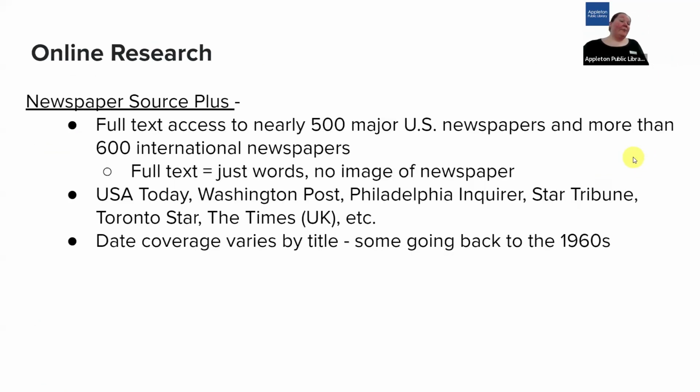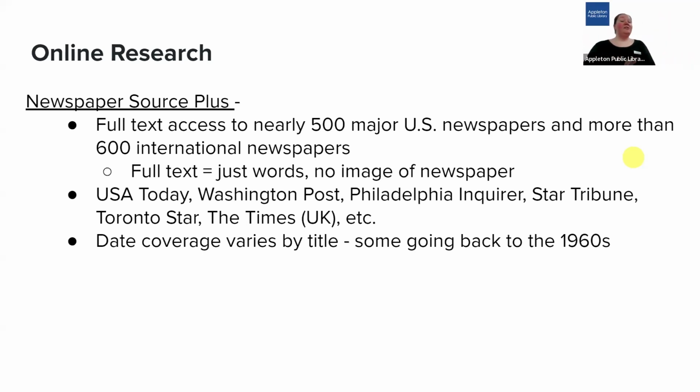We've also got Newspaper Source Plus. This is what they call full text. So you're not going to get an actual image of the newspaper. It's just the words on the page. You're just going to be able to copy and paste the words on the page in order to save that newspaper article. If there was a picture involved with it, it's not going to give you an actual image of the newspaper.